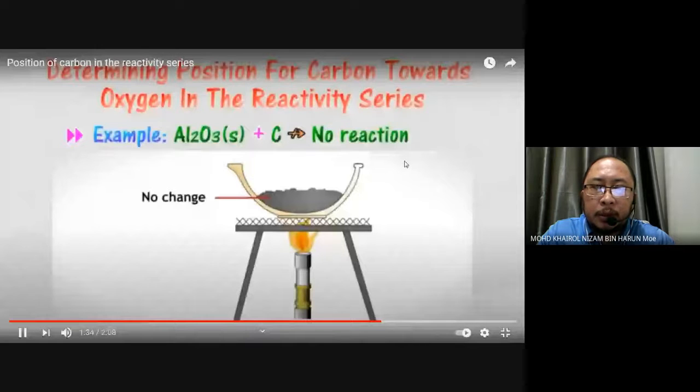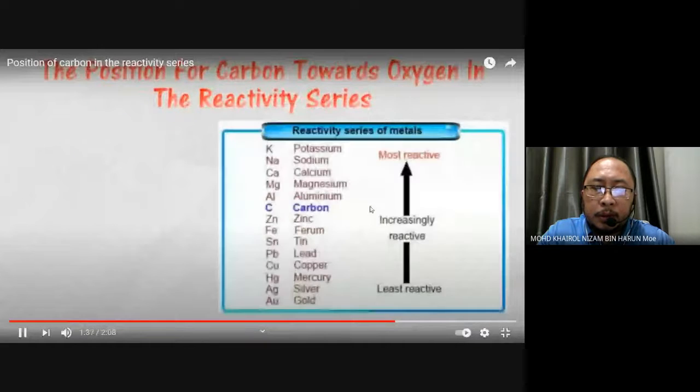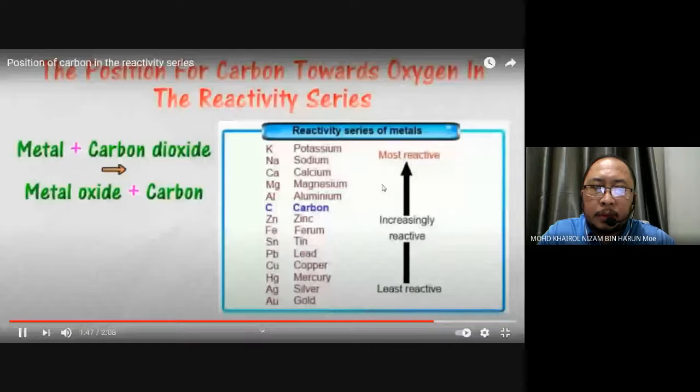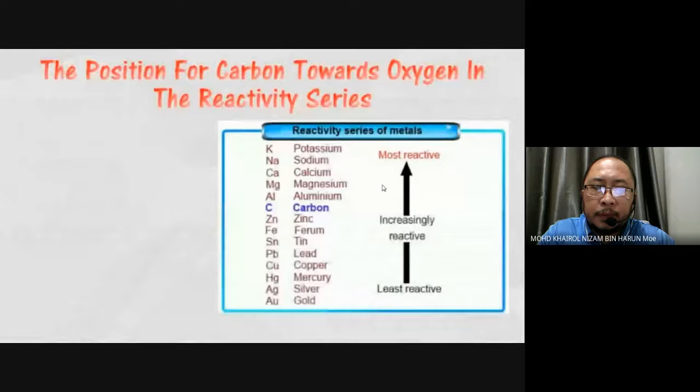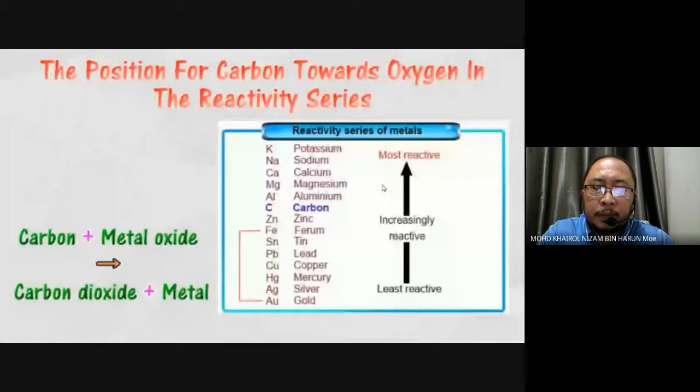The position of carbon towards oxygen in the reactivity series is shown as follows. Any metal above carbon in the reactivity series can displace oxygen from carbon dioxide, as shown in the equation. Any metal below carbon in the reactivity series can be displaced by carbon from its oxides, as shown in the equation.